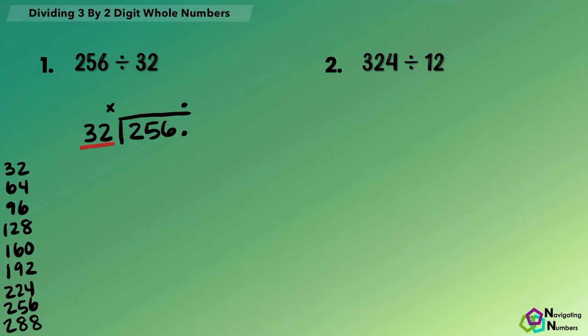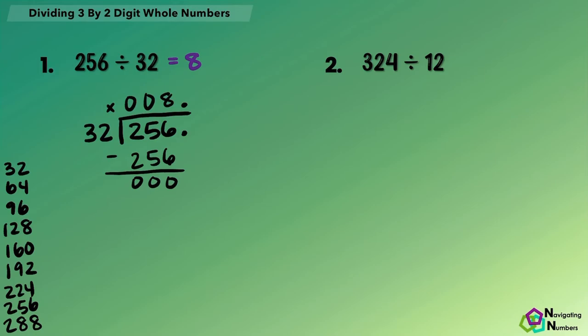We have 32 goes into 2, 0 times. 32 goes into 25, 0 times. 32 goes into 256, 1, 2, 3, 4, 5, 6, 7, 8 times perfectly. 32 times 8 is 256, which gives us a remainder of 0. So 256 divided by 32 is equal to 8.